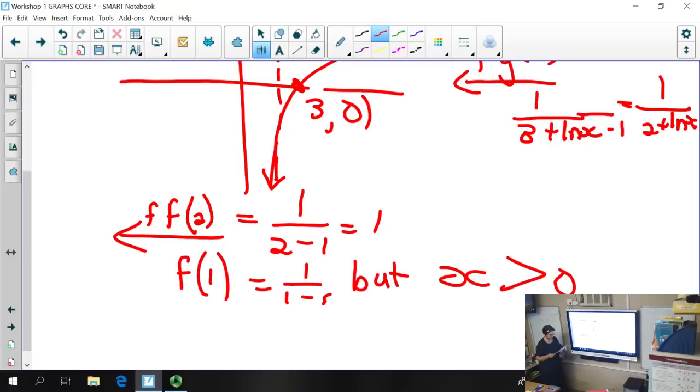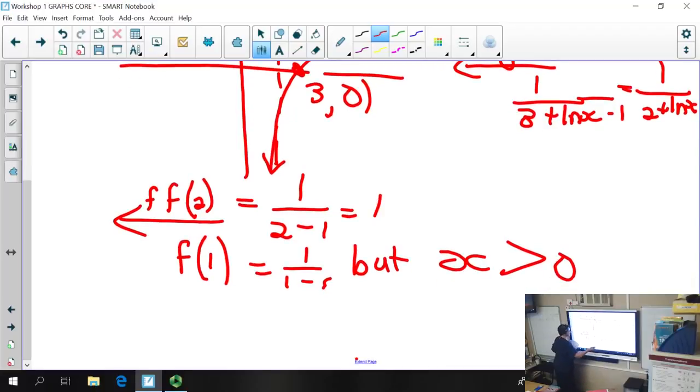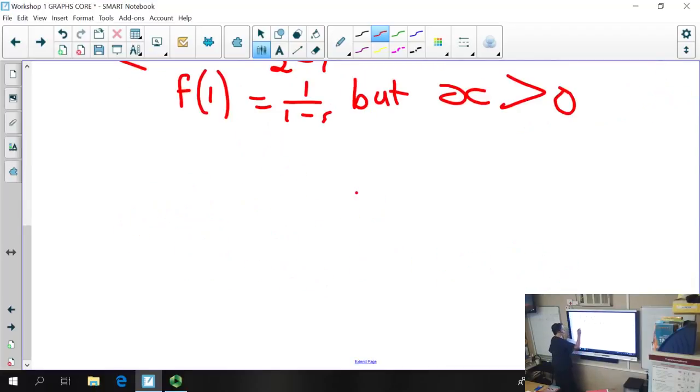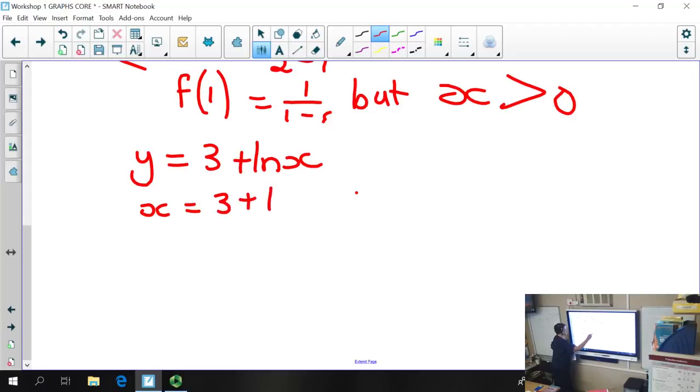And then find an expression for the inverse function. So now we're working with that original one. y is equal to 3 plus ln x. I showed you this yesterday. How do we get inverse functions? You still swap x and y. So x is equal to 3 plus ln y. What would be your next step, Albert? x minus 3 is equal to ln y.